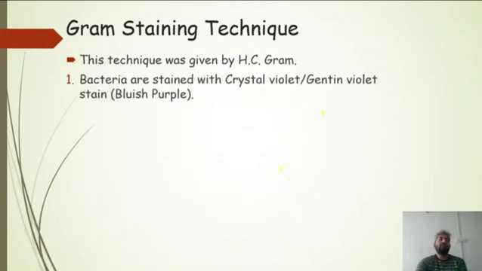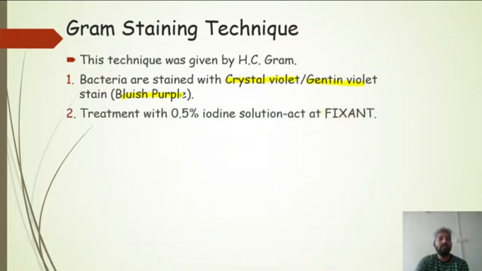First of all, what is done? We have a bacterial culture. So we will take some bacteria from there and put them on the slide. Then the bacteria are stained with a stain called crystal violet or gentian violet. It is bluish purple in color. So we treated the bacterial culture with it. Then after that we will treat these stained bacteria with 0.5% iodine solution.